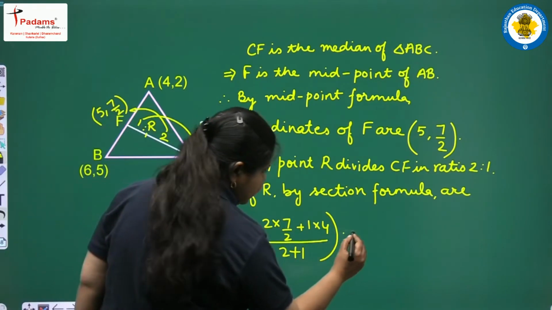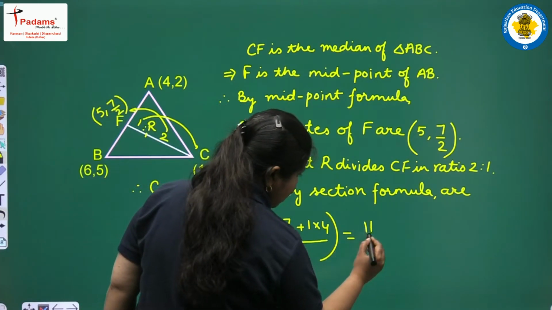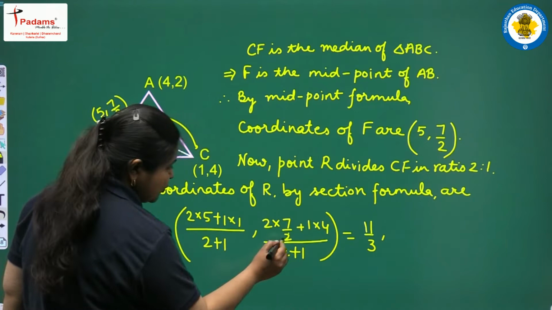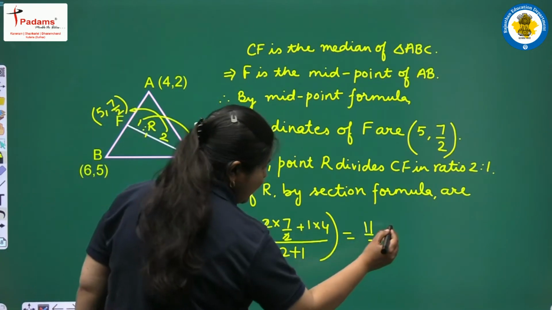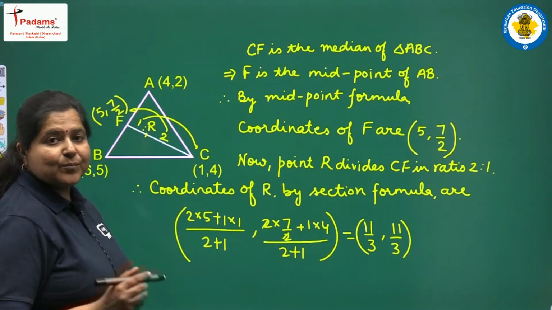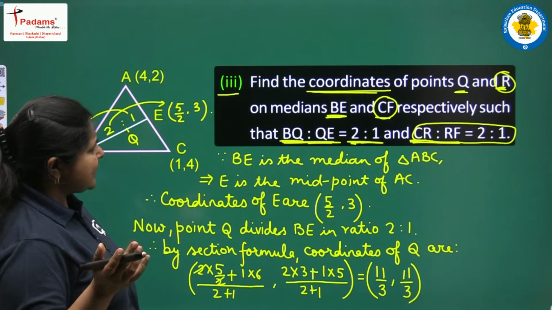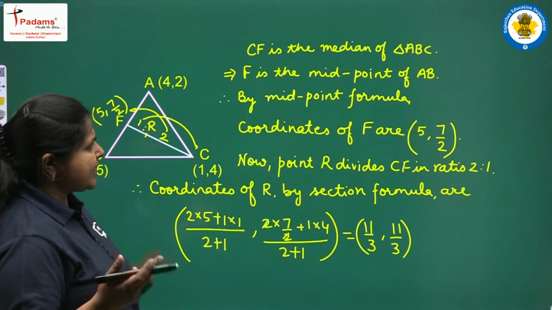Now on simplifying what do we get? 2 5s are 10 + 1 11 upon 3 and here 2 and 2 will be cancelled. 7 + 4 again 11/3. ये हो गए coordinates point R के. Now what has been said here? Nothing else here. Let us see further what has been asked.